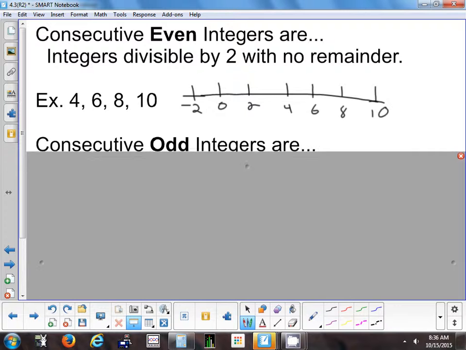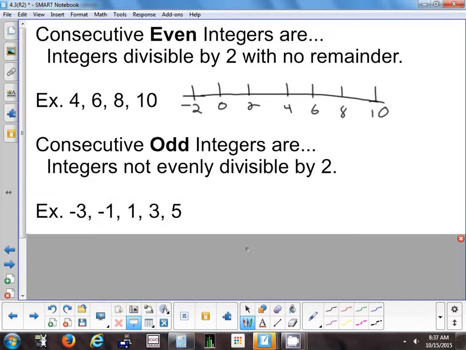Right. How about consecutive odd integers. Anyone think they could tell me two odd numbers that are consecutive? So you give me one odd number, give me another odd number, there's none between them. Yeah? 9 and 11. Yep, 9 and 11. Good. So if they're odd, we can't divide them by 2. Yep. None of these numbers are divisible by 2 evenly. Yep.